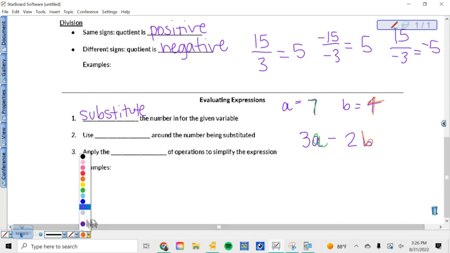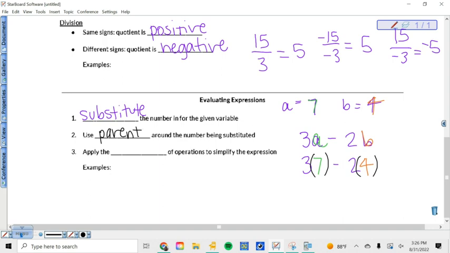So does that mean I'm going to end up like this? I get 37 minus 24. Is that what happens? No, what happens? Right, it's multiplication. So that's your next step. You want to use parentheses around the number that's being substituted, right? So yeah, and that just means multiplication.